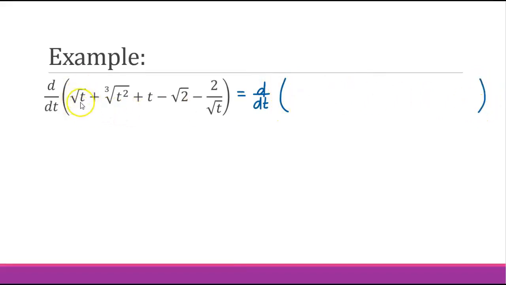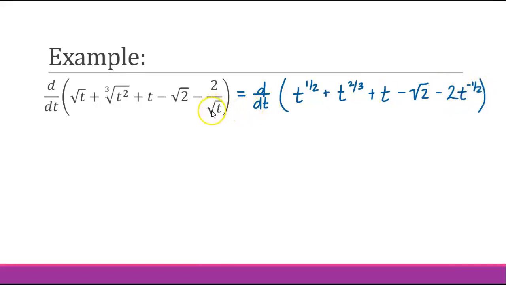And then I'm going to rewrite each of these radicals so that they are fractional exponents. So I have t to the 1/2 plus here the cube root becomes 1/3, but there's already a 2 here, so my new exponent is t to the 2/3 plus, okay, I have just a t here. And then minus, well, there's no need to rewrite radical 2 because radical 2 is just a number. So when we take its derivative right now, it's going to become 0. And then this last piece here is going to be negative 2t to the negative 1/2.